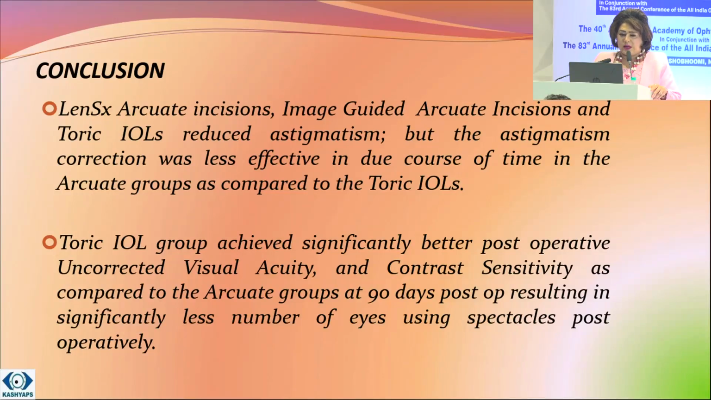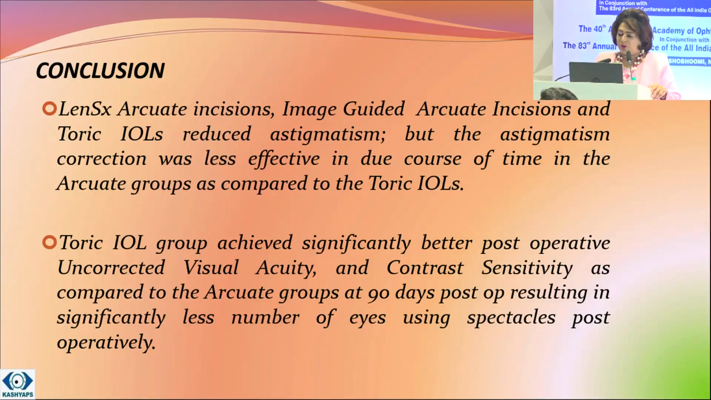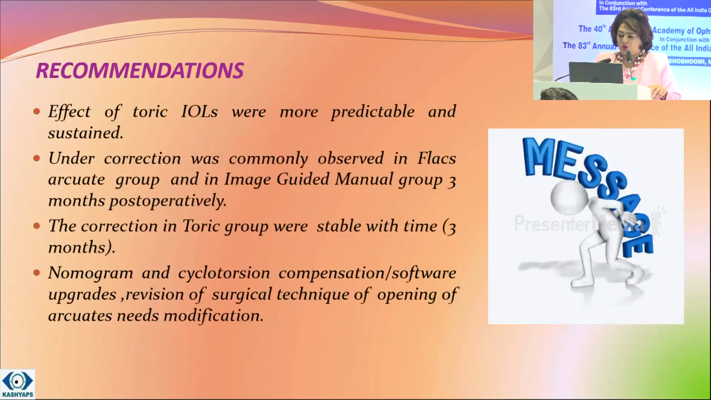The conclusion is that Lensex arcuate incision, image guided arcuate incisions and toric IOLs induced reduced astigmatism, but the astigmatism correction was less effective in due course of time in arcuates as compared to the toric IOLs. Toric IOL group achieved significantly better post-operative uncorrected visual acuity and contrast sensitivity as compared to the arcuate groups at 180 days post-op, resulting in less spectacle independence.